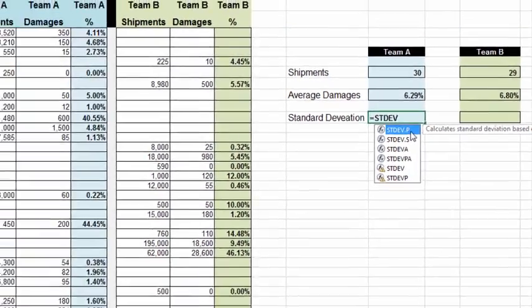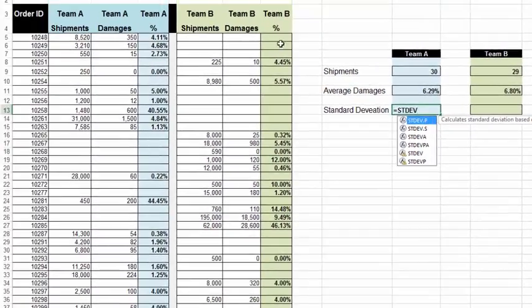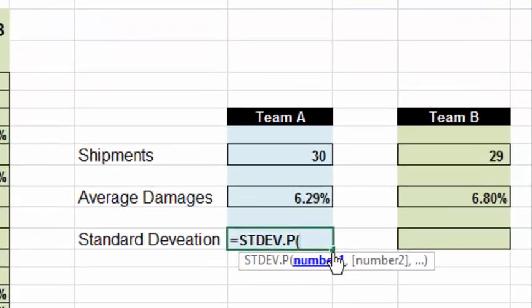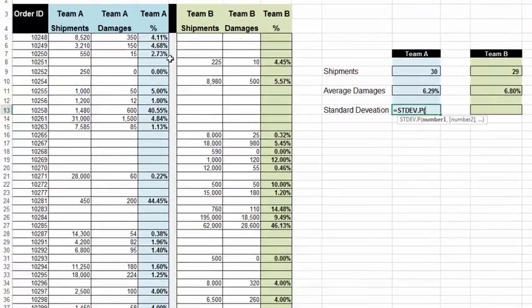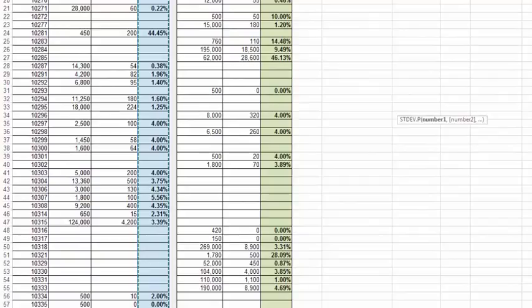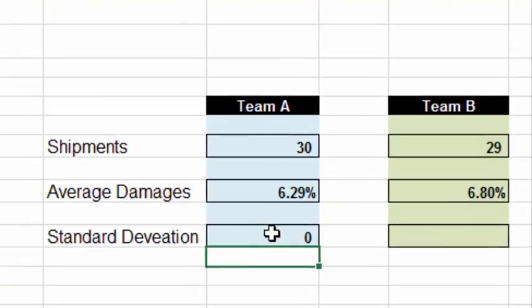So let's use .P, which means that we have our entire sample or our entire population represented here. These are all the shipments that were made in the month of November. It's not like we only looked at shipments out of every Monday, Wednesday, and Friday to come up with an average for the week. So we're going to use .P, and a bracket opens up, and we're just going to highlight all of these numbers, the percentages that we averaged in the first place. Now let's press enter, and my standard deviation is 0.106.